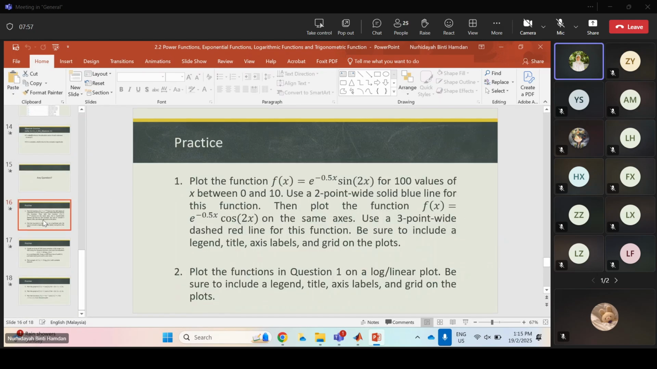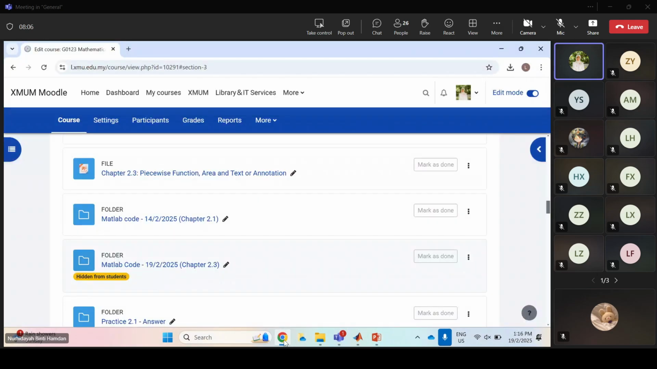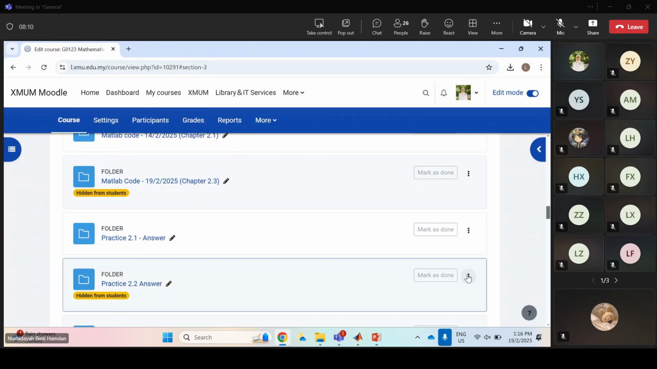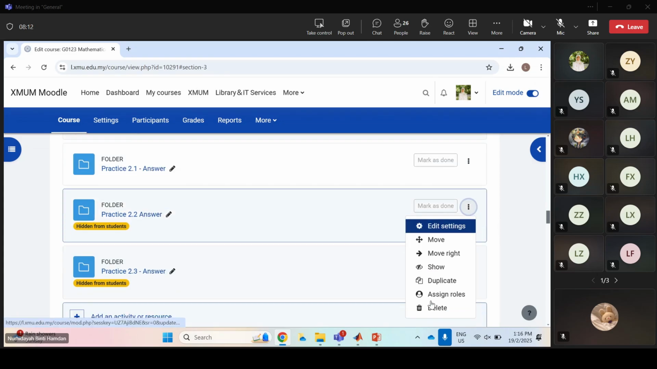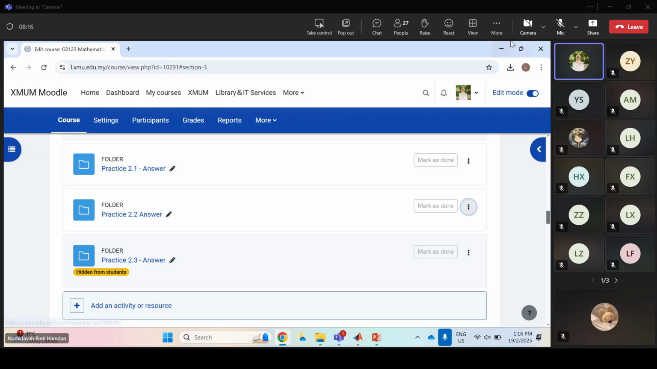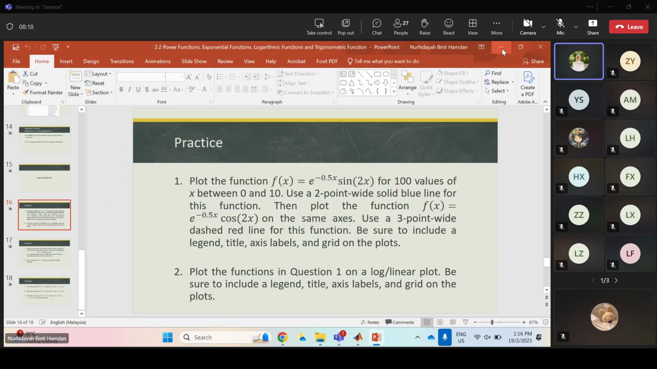Okay, let's look at the practice question. You can refresh your Moodle. I have shared with you the answer for practice 2.2. Open your Moodle.